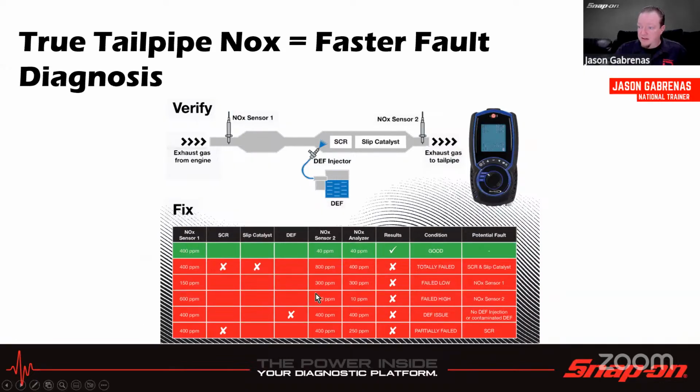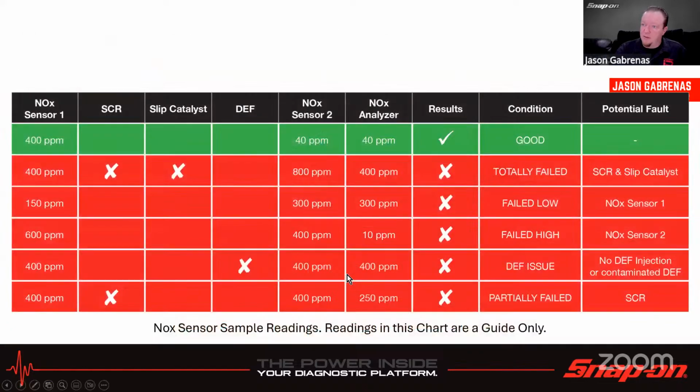And the nice thing is we have this nice little chart that they provided us too. So in this example, we see NOx sensor 1, that's the front one, is reading 400. NOx sensor 2 is reading 40. And then the analyzer is reading 40. Then we know that everything is kosher and good. Let's say NOx sensor 1 sees 400, and then we see 800 coming out the back, and the analyzer seeing 400. That means it's totally failed.